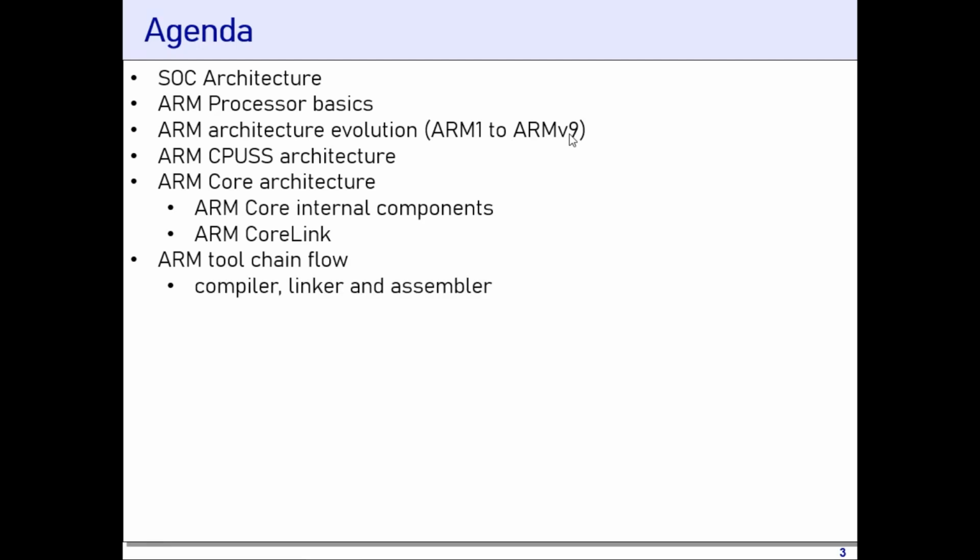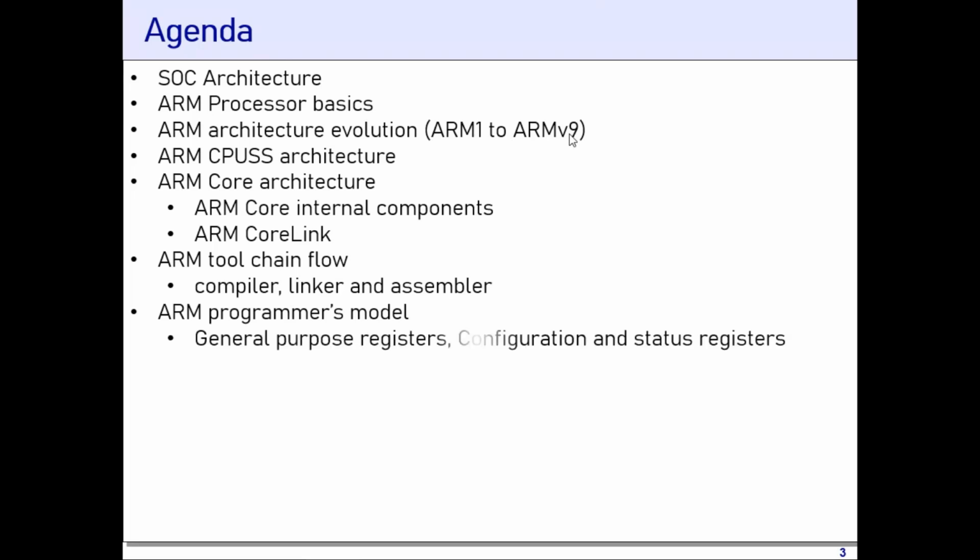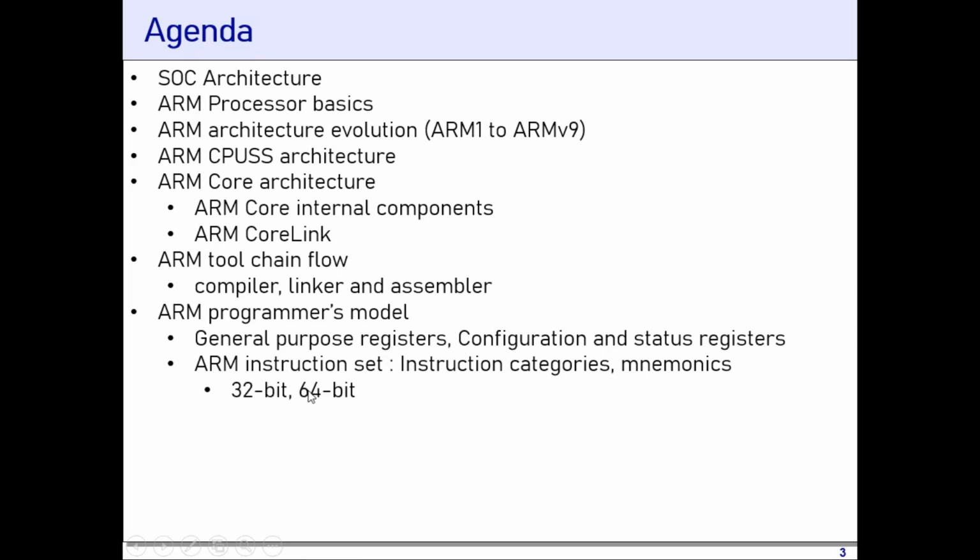We'll also discuss the ARM tool chain flow, where we'll talk about what is a compiler, linker, and assembler. Then we'll talk about the ARM programmer's model: what are the general purpose registers, what are the configuration and status registers, and what are the additional extensions like floating point registers. All those things we'll discuss. We'll also talk about the ARM instruction set, different instruction categories, and the mnemonics used for each of these instructions. We'll also talk about the instructions meant for 32-bit data processing and the ones meant for 64-bit processing that are used in ARM V8.